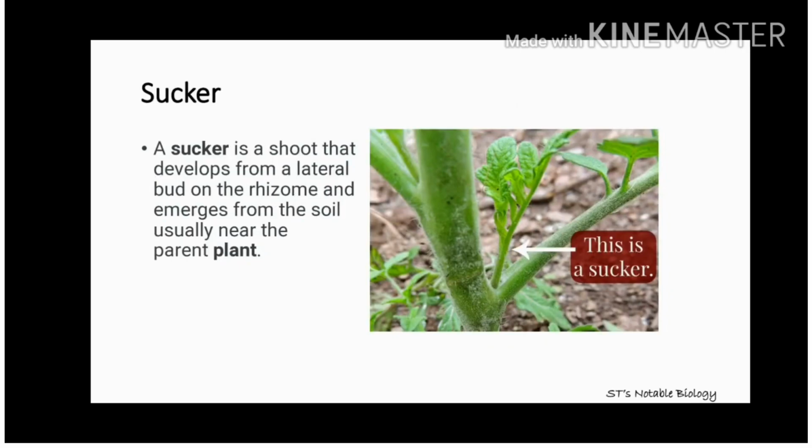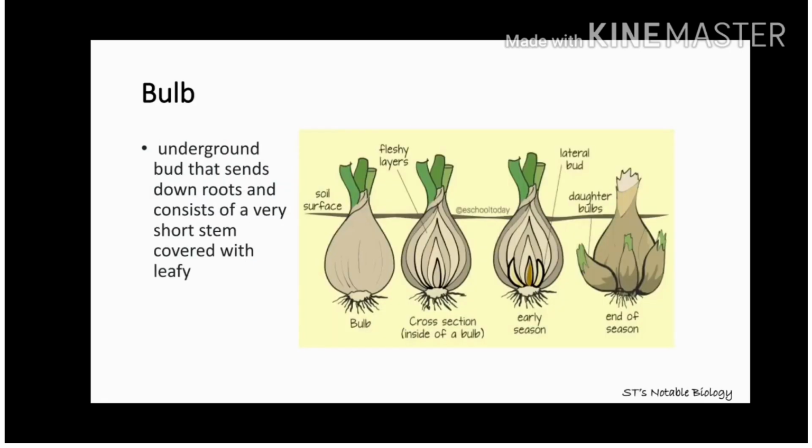Next one is sucker. This picture tells everything about what the sucker is. A sucker is a shoot that develops from a lateral bud. From where is it developing? From a lateral bud on the rhizome, and it emerges from the soil, usually near the parent plant.